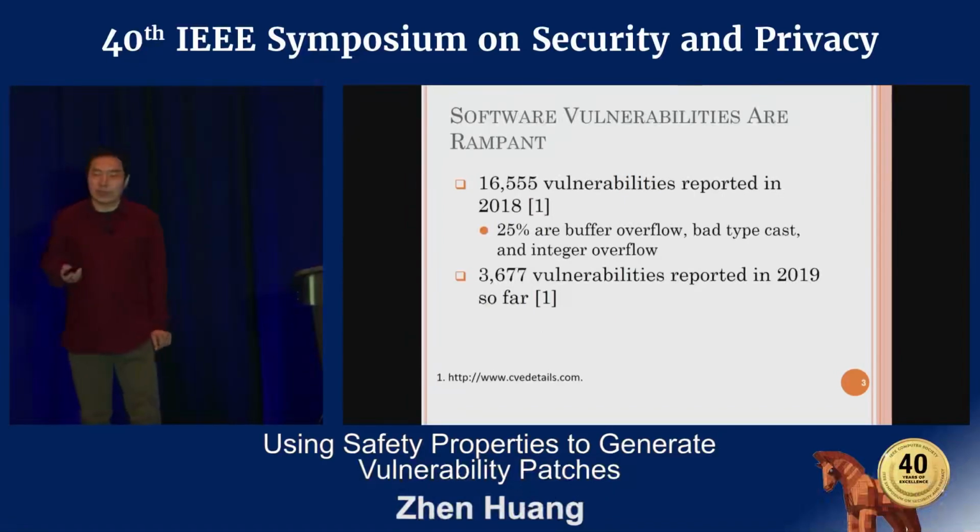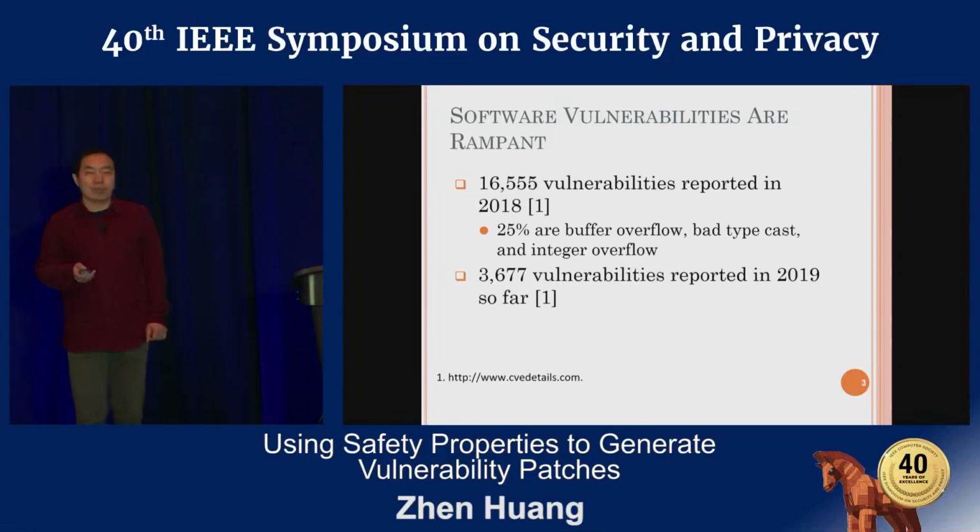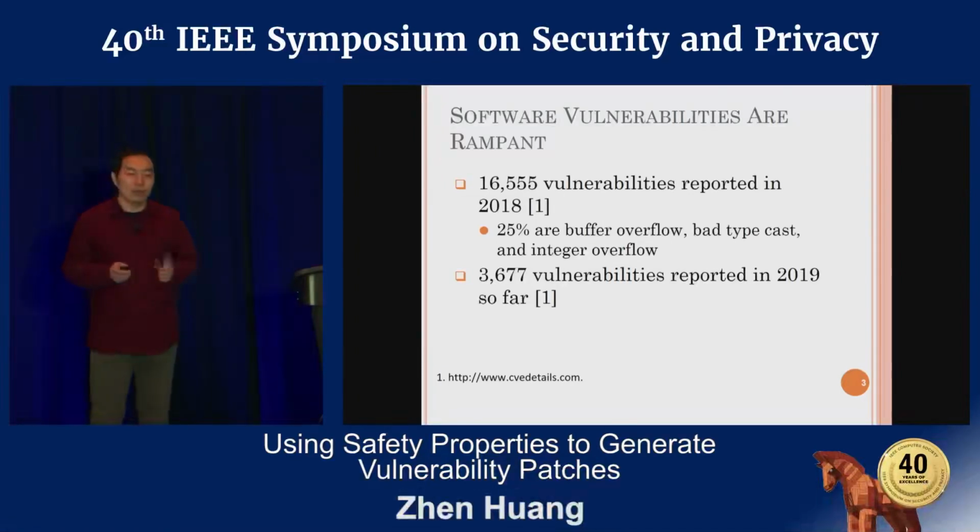Software vulnerabilities continue to be a rampant problem. Last year, over 16,000 vulnerabilities were reported. Among them, 25% are well-known vulnerabilities, including buffer overflows, bad typecast, and integer overflows. So far this year, 3,000 vulnerabilities have already been reported.